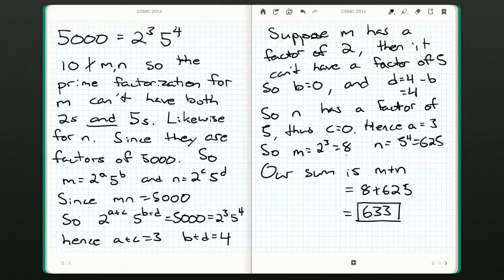m, is it divisible by 10? No. n, is it divisible by 10? No. What's m times n? Well, if you want to, you can get your calculator out, or you can do it in your head, or you can be confident in our factorization. But m times n is 5,000. So we have satisfied the conditions, we got our final answer, and the way the question was phrased, we should only be getting one answer, which we did.